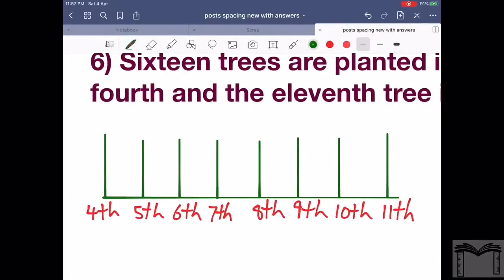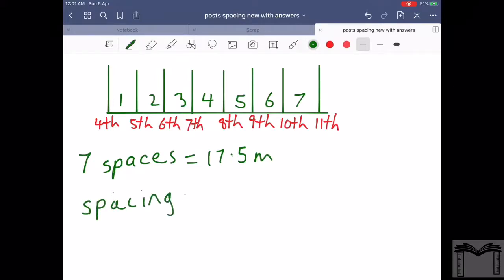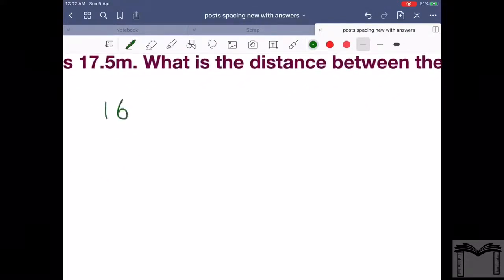So that's 1, 2, 3, 4, 5, 6, 7 spaces. So 7 spaces spans a length of 17.5 meters as we were given. So we must determine the length of one space, or that is also called a spacing. So 7 into 17.5, 7 into 17 is 2, remainder 3, 7 into 35 is 5. So the spacing is 2.5 meters. We are required to find the distance between the first and the last tree, or in other words, the total length of all the spaces from the first to the last tree.